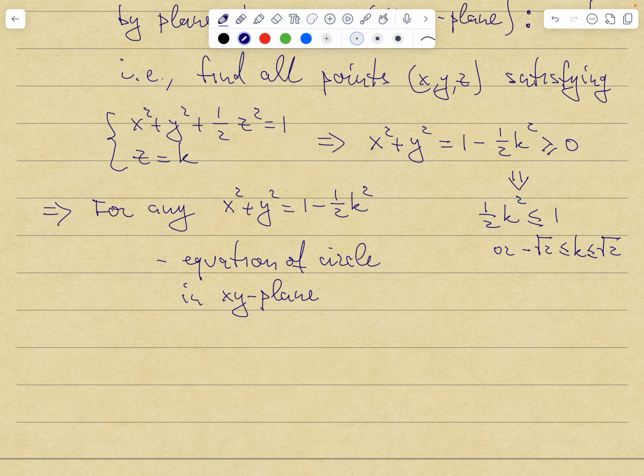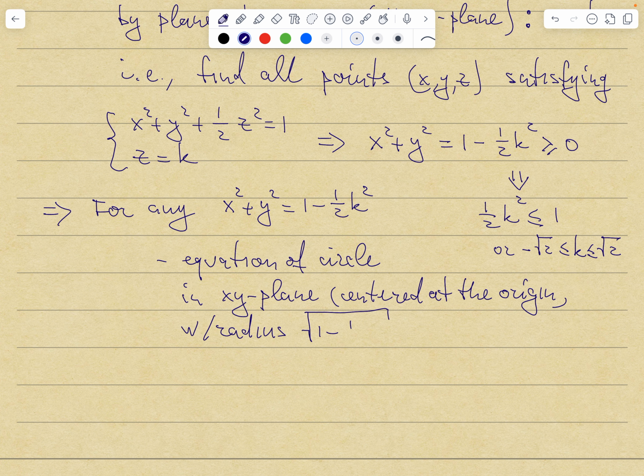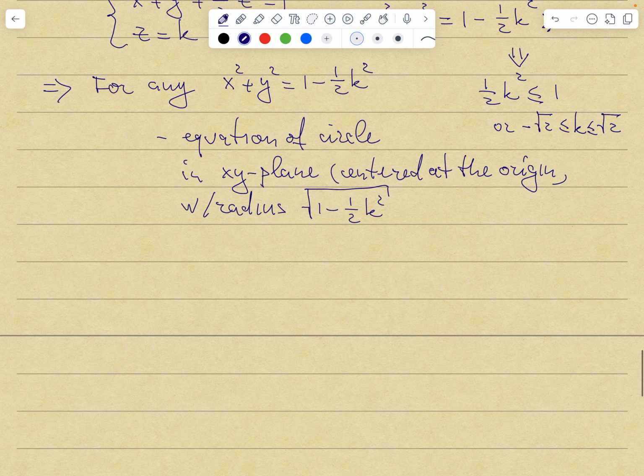The circle is centered at the origin, and it has the radius square root of 1 minus 1/2 k squared. Okay, so let's see if we can sketch the resulting surface just by having this information.